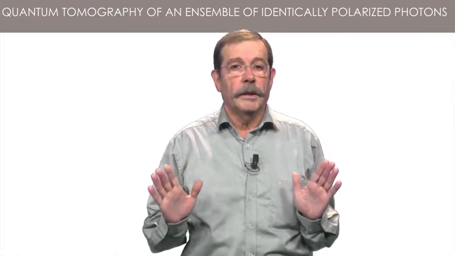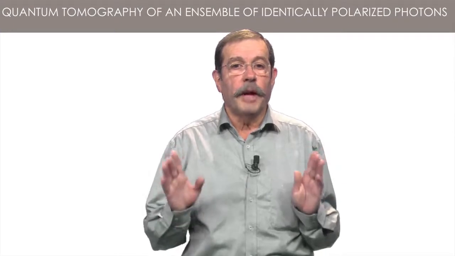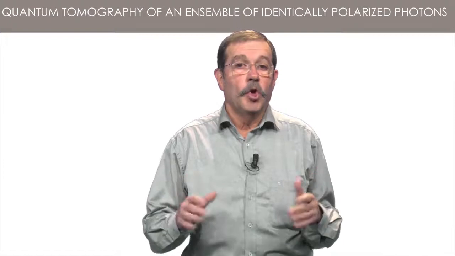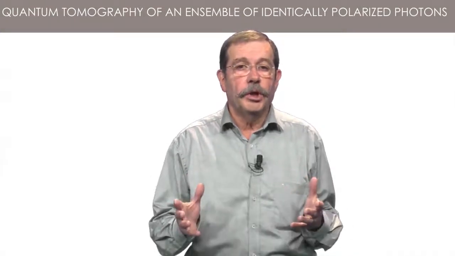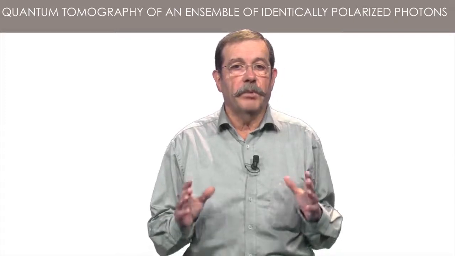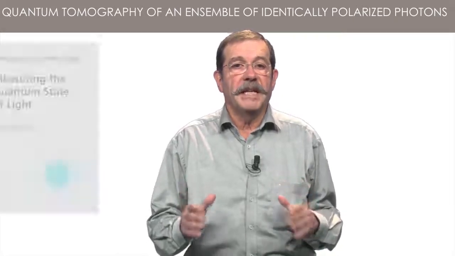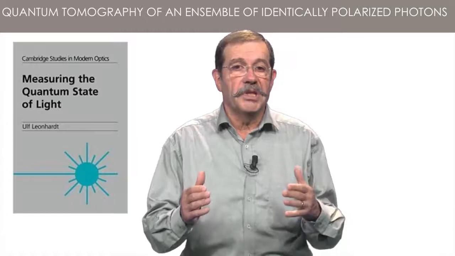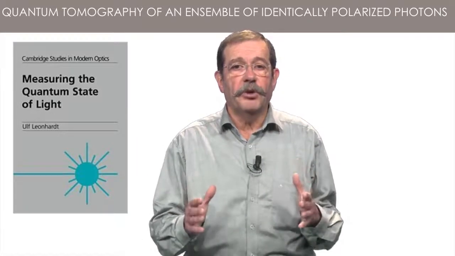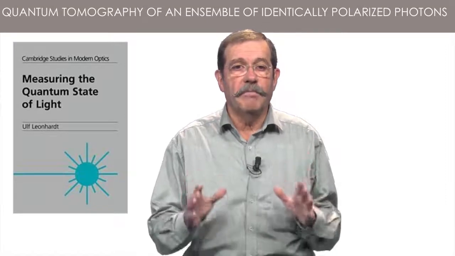More generally, if we do not know a priori that the polarization of the photon is linear, so it could be circular or elliptical, it is possible to determine that polarization by making several different measurements, provided that we have a large enough number of photons all with the same polarization.